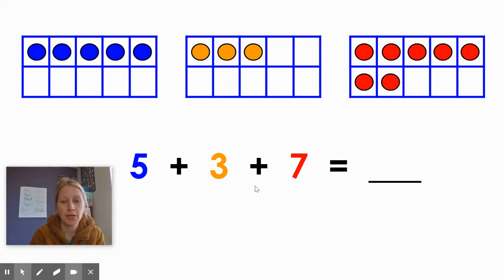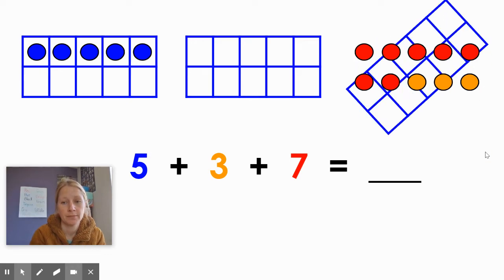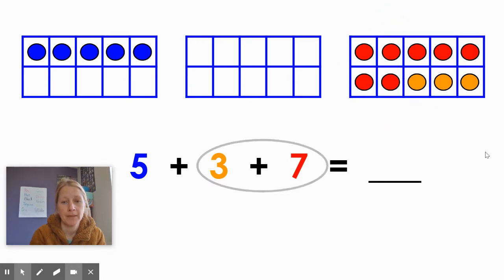So let's look at 3 plus 7. There we go. I took my 3, I put it with my 7, and now I have one group of 10. So I've already added 7 plus 3 to make 10.